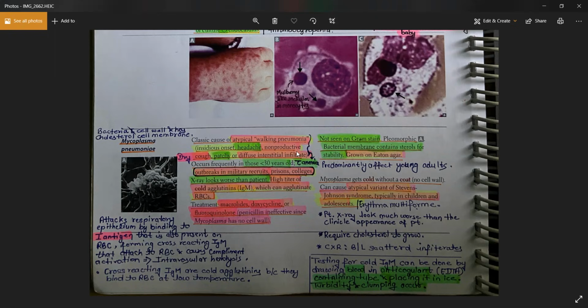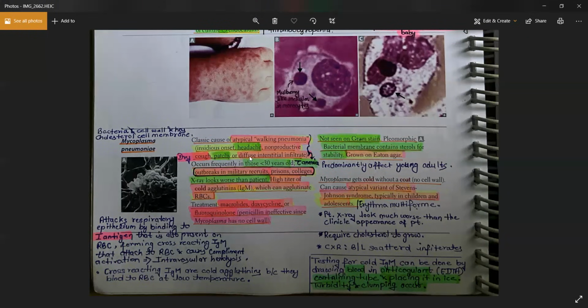Okay, and a non-productive cough or dry cough. It is known as walking pneumonia because the patient has very mild symptoms. Because of the very mild symptoms, they can go anywhere, they can walk, they can live very freely without noticing any symptoms. Just very mild symptoms, and that's why it is known as walking pneumonia.